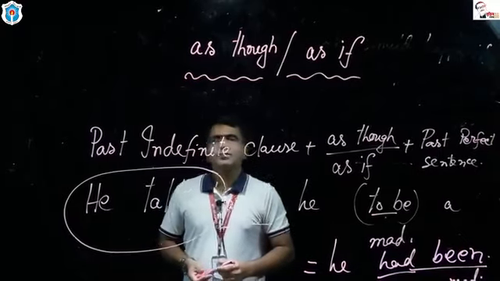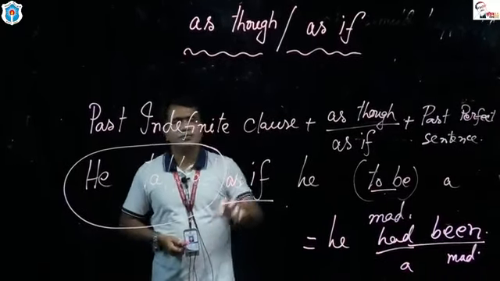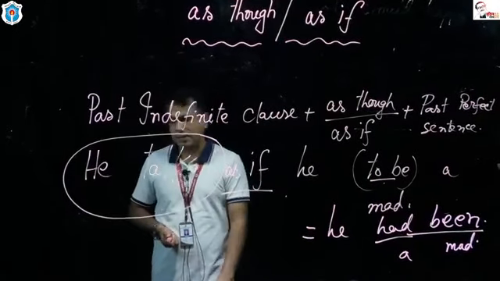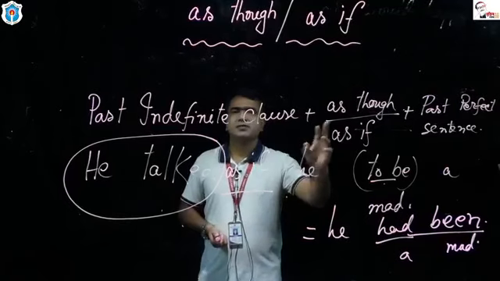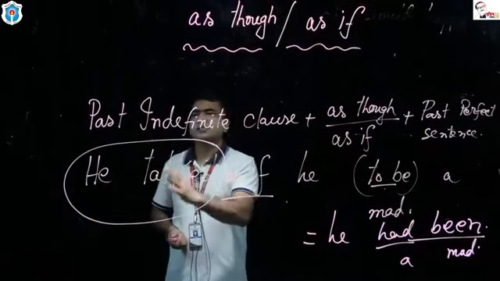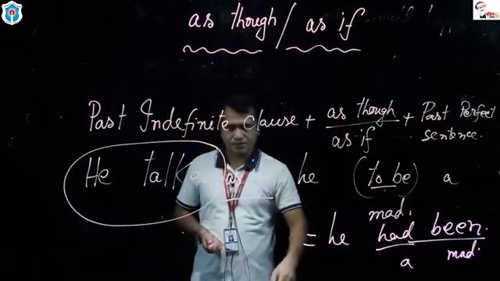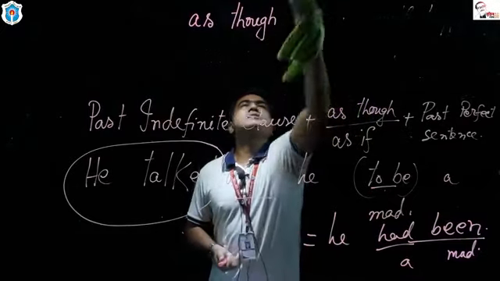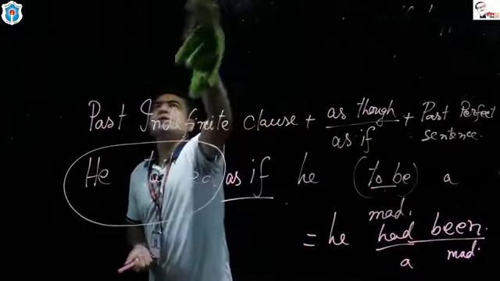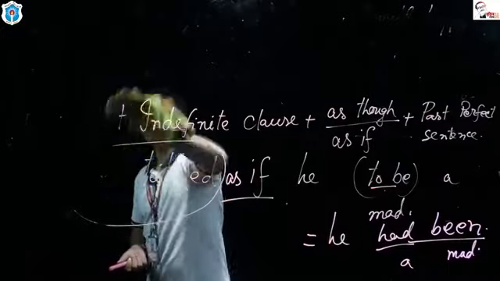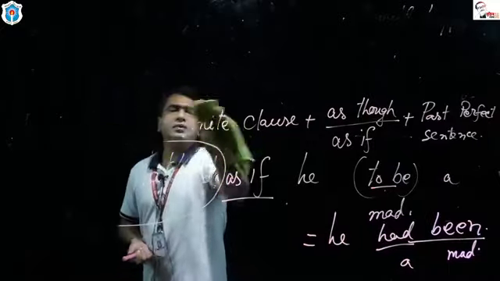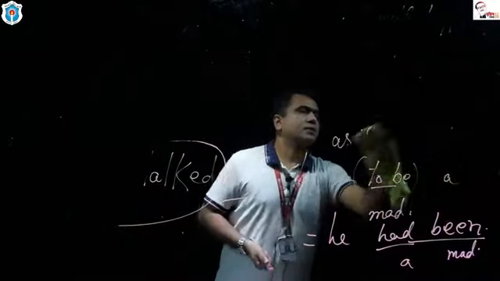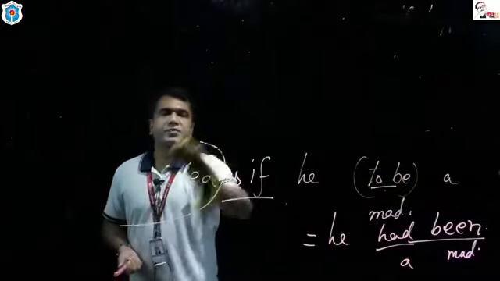Okay. If we use as though or as if to fill in the blanks or to write the sentence correctly, then we should follow these two grammatical structures: present indefinite plus as though as if plus past indefinite. Again, past indefinite plus as though as if plus past perfect. Now, I will give you some exercises on right form of verbs, and I will solve them with the rules of right form of verbs.